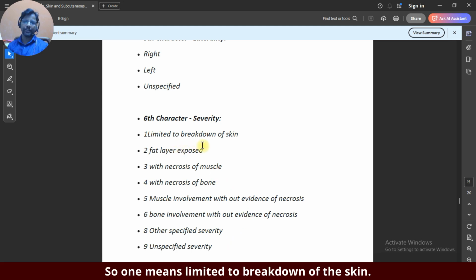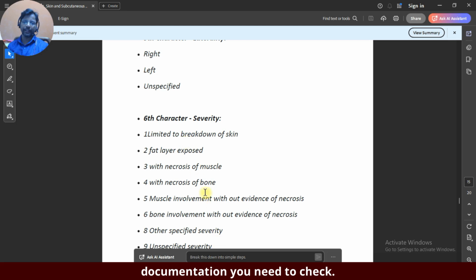1 means limited to breakdown of the skin. 2 means fat layer exposed. 3 means with necrosis of the muscle. 4 means with necrosis of the bone. So basically these are the keywords in the documentation you need to check.